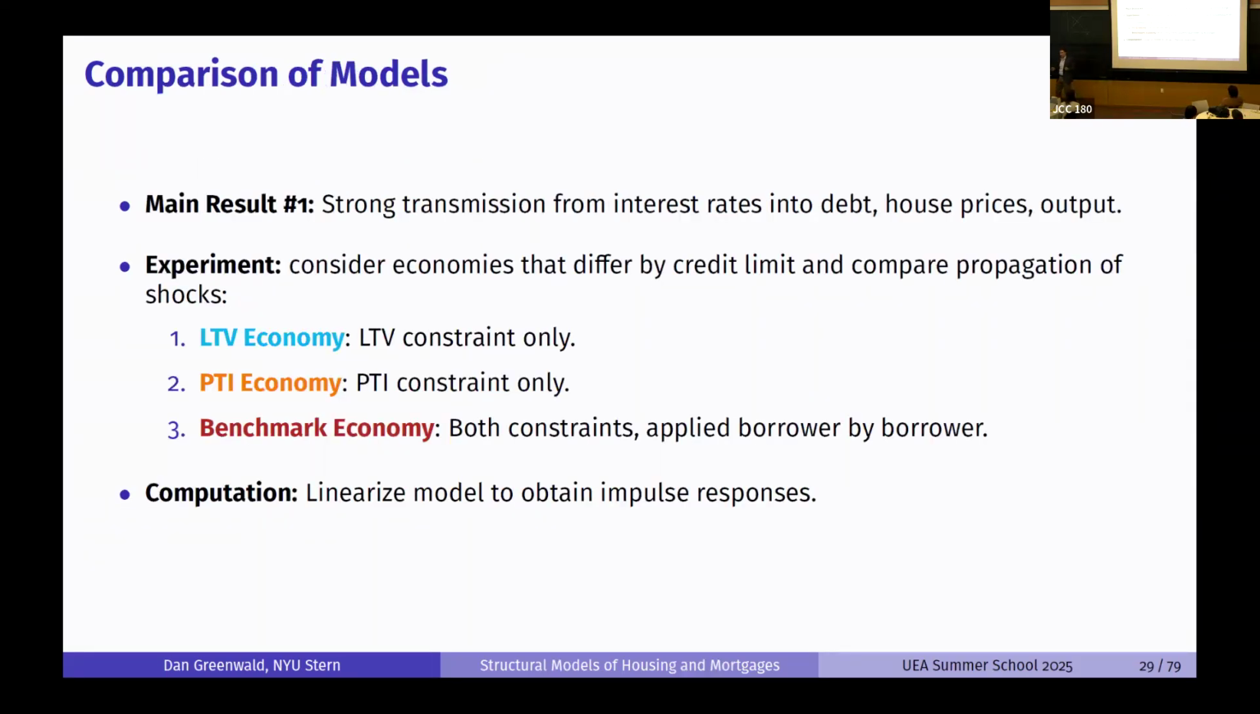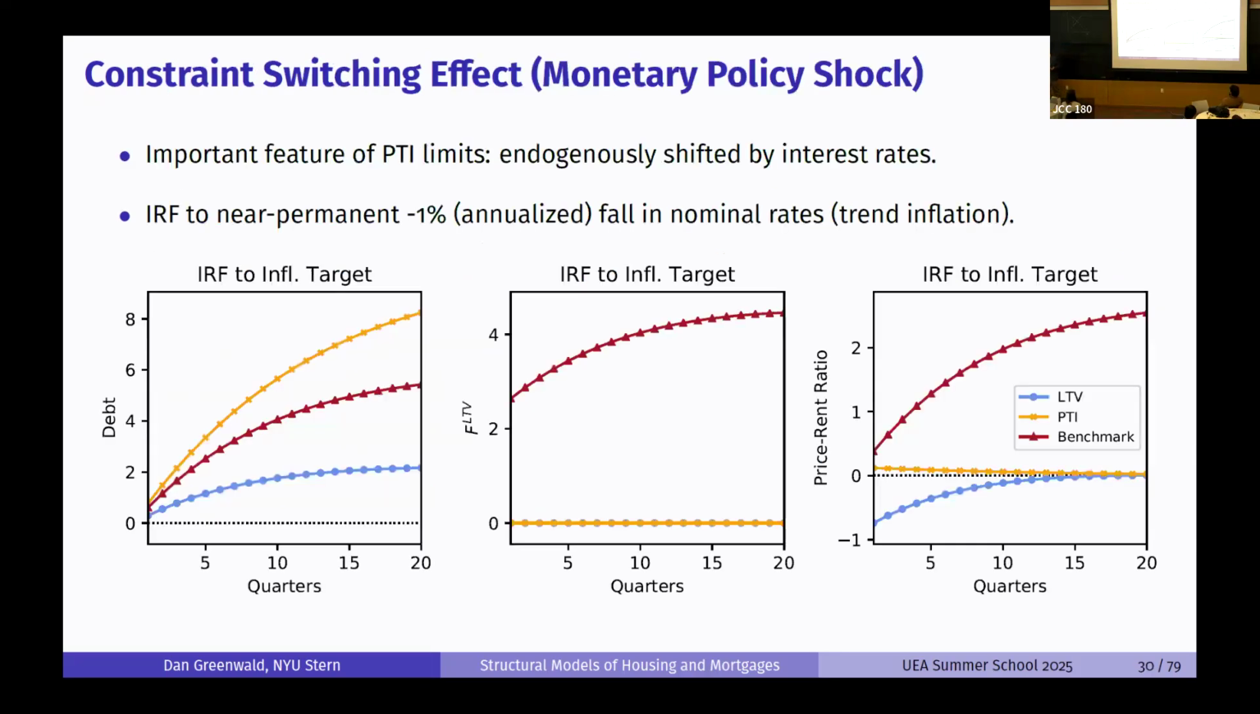I'm going to show you 3 different models that differ just by what credit limit we use. Now I'm going to compare the propagation of shocks. So the LTV will be just an LTV limit. Payments income economy will be just the payments income limit. And then the benchmark economy in red will be both of them applied borrower by borrower, the way I kind of explained. So let's see what happens.